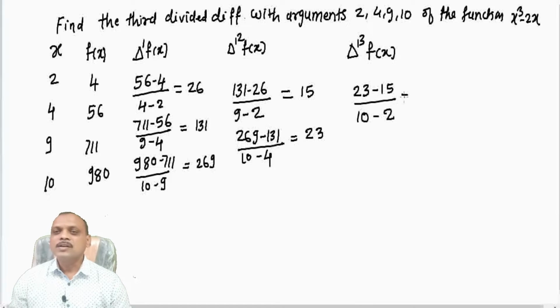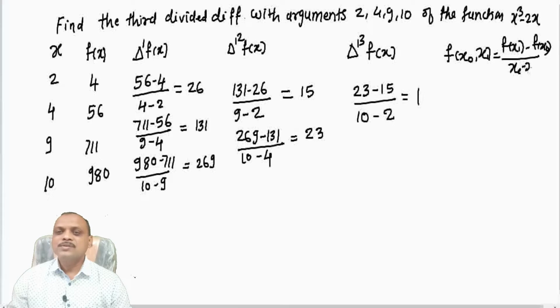So in this manner, by using the first divided difference of x0 comma x1, that is f of x1 minus f of x0 divided by x1 minus x0, we have used this formula to construct this divided difference table, and using this divided difference table we get these values of the third divided differences.